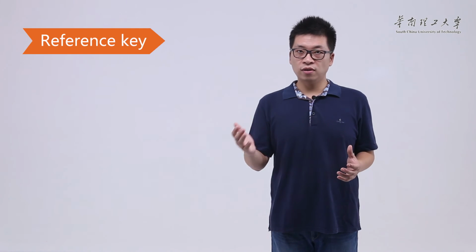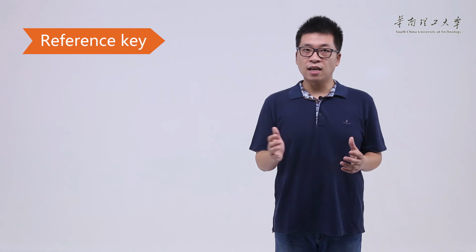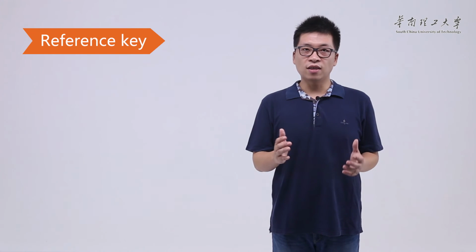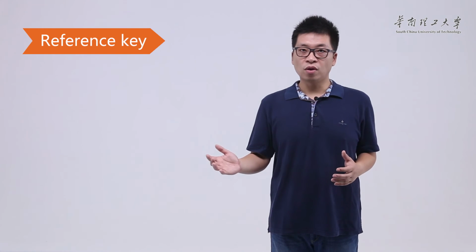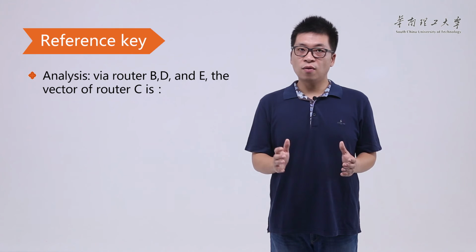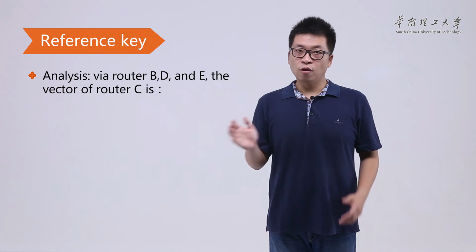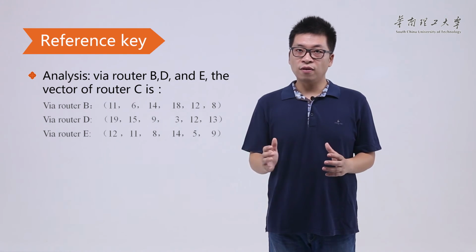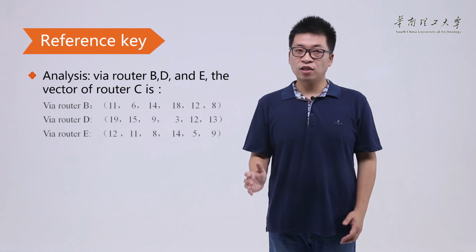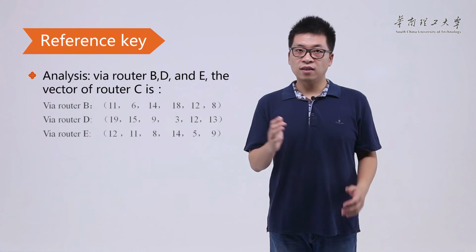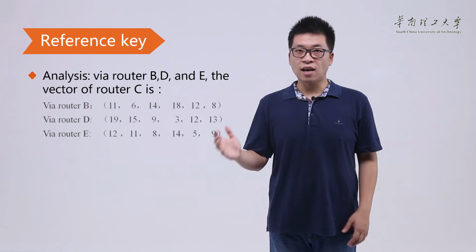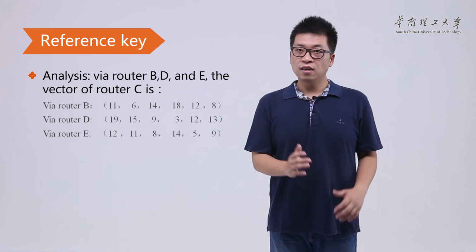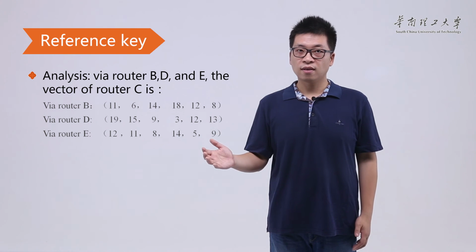The solution to this example is explained as follows. We take node A as the example. For node C, there are three neighbors, B, D, and E. From C to A via neighbor B, the distance is 11. Via D, the distance is 19. Via E, the distance is 12.